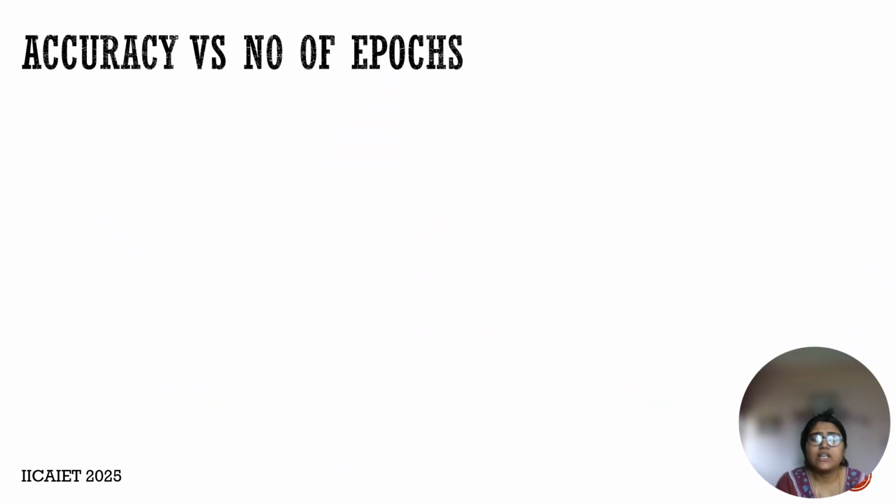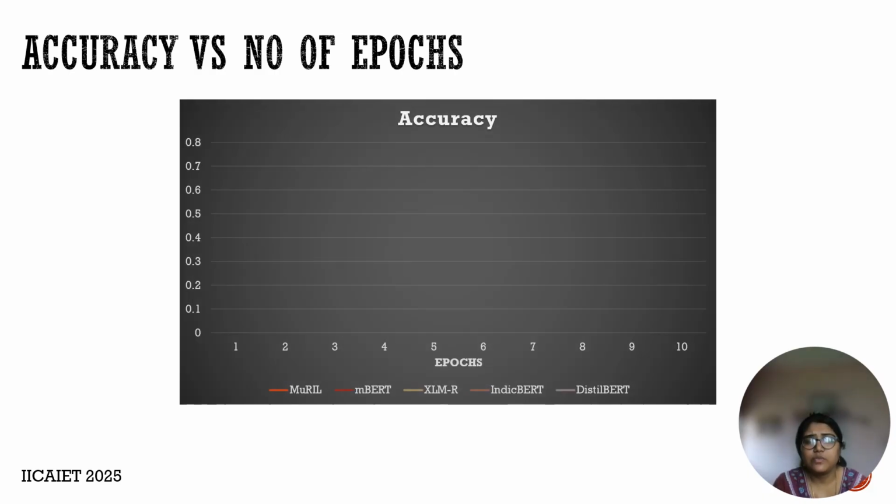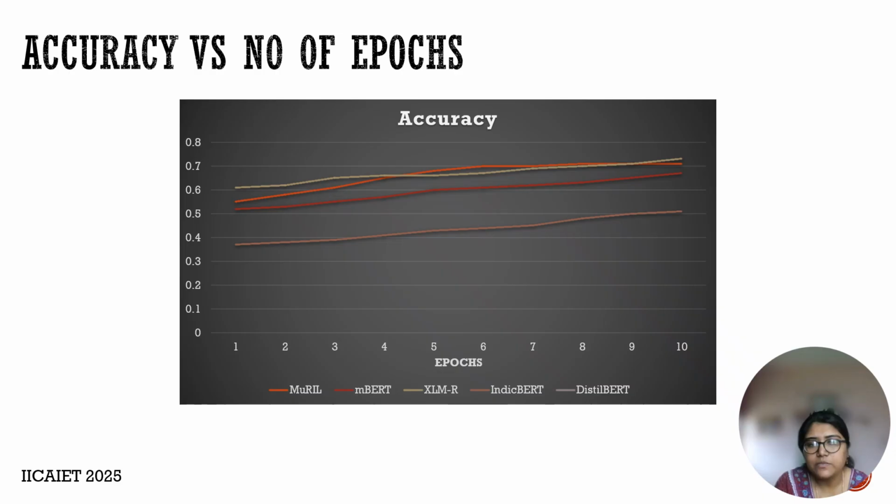Now if you see the accuracy versus number of epochs, how the accuracy varies with the increase of epochs. First, this is for Muril, mBERT, XLMR, IndicBERT, and DistilBERT. We can see a slight increase in the accuracies for each epoch the model has been trained.